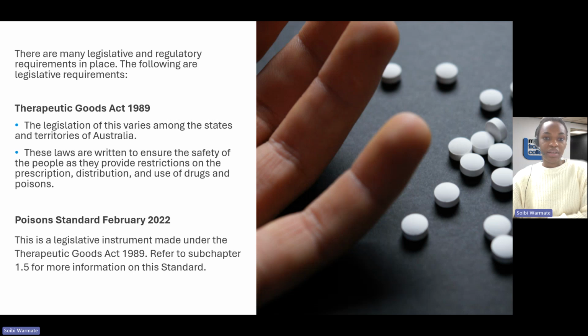There are many legislative and regulatory requirements in place. The following are legislative requirements. We have the Therapeutic Goods Act in 1989. This legislation varies from states and territories of Australia. These are laws written to ensure the safety of people as they provide restrictions on prescription, distribution, and use of drugs and poisons. Now, the Poison Standard February 2022 is a legislative instrument made under the Therapeutic Goods Act in 1989. You can refer to subchapter 1.5 for more information on this standard.